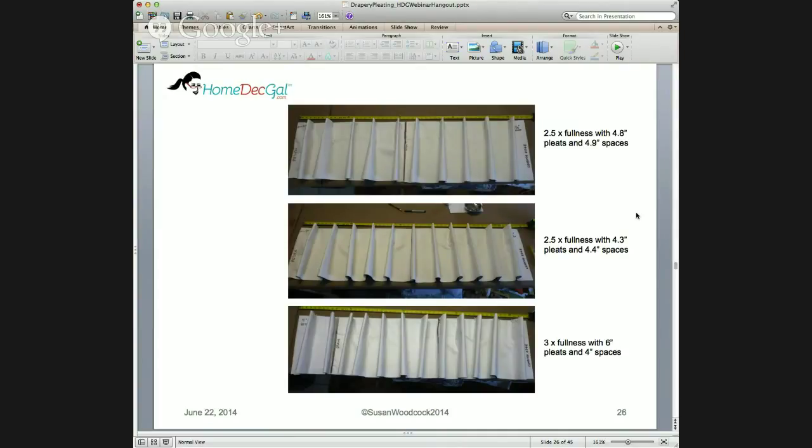So there's the 3 for that window. The panels, the 2-width panels: the first one, which I didn't like; the second one, which I would go with if that was the amount of fabric I had; and then the third one, which would be better if it was an interline panel or bump interline panel, to give those 6-inch pleats and 4-inch spaces. And that one is 3 times fullness with 2 1/2 widths.